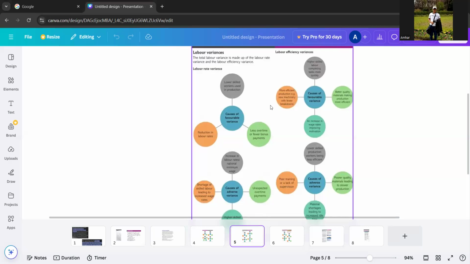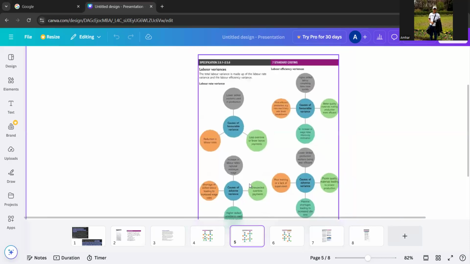Yeah, I understood that. Now look at the causes of adverse variance. First one is an increase in labor rates. Sometimes when the labor rates are high and above the national minimum wage rate, it will cause adverse variance. The second one is shortage of skilled labor. When there's a shortage of skilled labor, it will lead to increased wage rates. When there are not many workers in a company, some workers will demand higher wages, so they have to provide a higher wage rate. That will cause an adverse variance. Did you understand that? Yeah, I understand that.